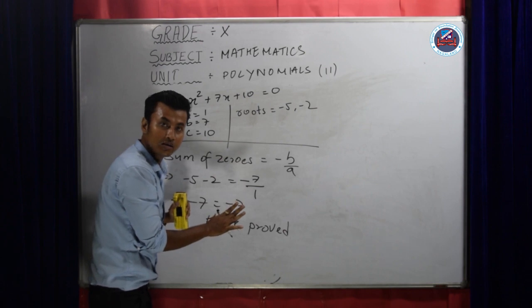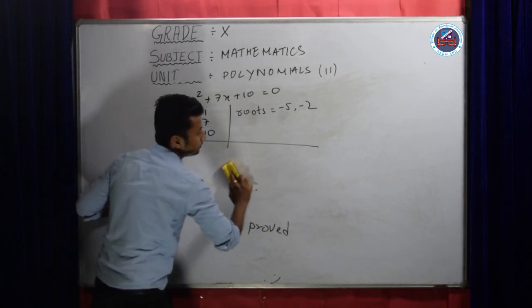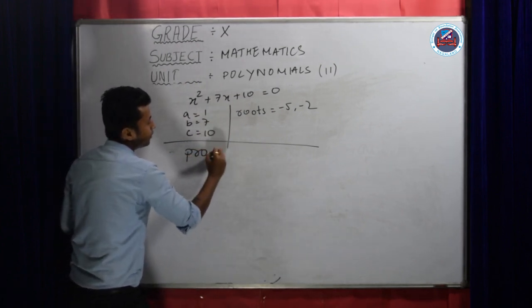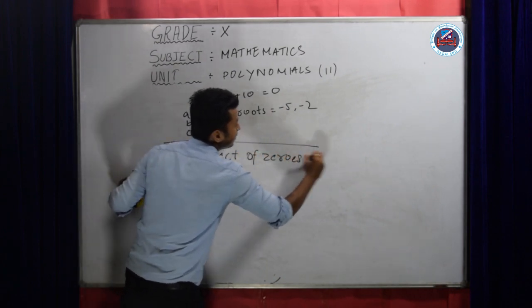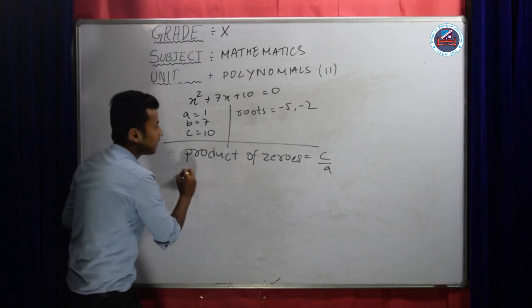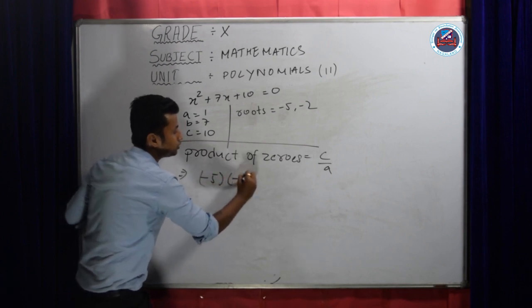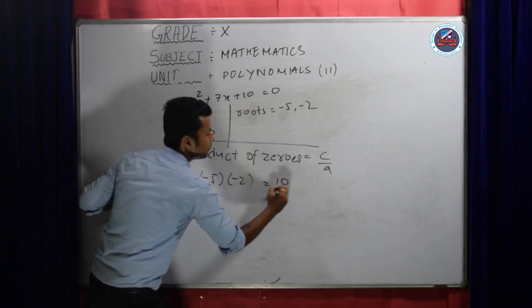Okay, guys? ठीक है? Now product of zeros. When we look at product of zeros, the formula of product of zeros is c by a. This is the product of zeros. So left hand side में क्या होगा? Product of zeros, minus 5 into minus 2. Right hand side c by a, that is 10 by 1.